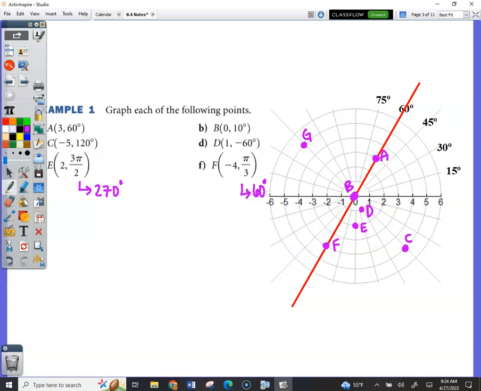Did you get those? B was probably awkward. You would rotate 10 degrees, but then R is 0, which means don't move. Right? Don't move off the pole. If R is 0, then that means you're plotting it right there on the pole. It doesn't matter the rotation that you turn.